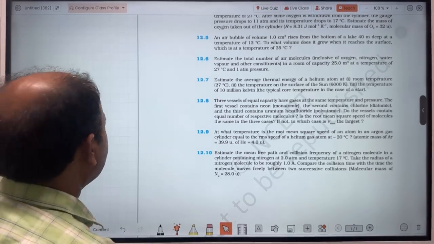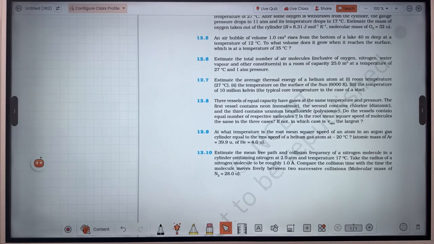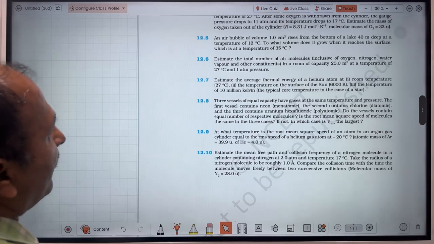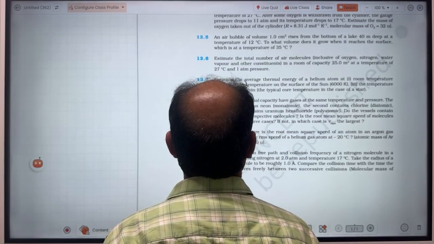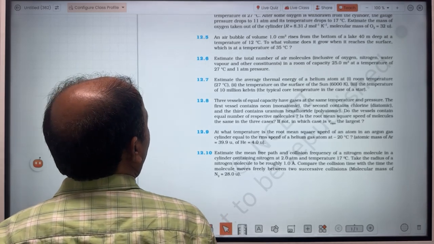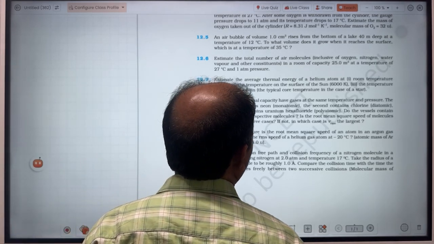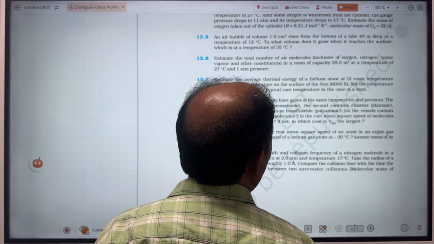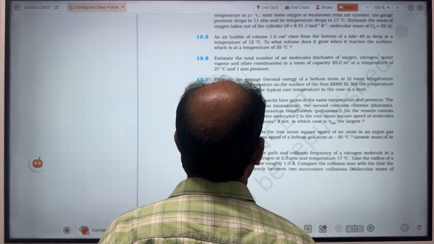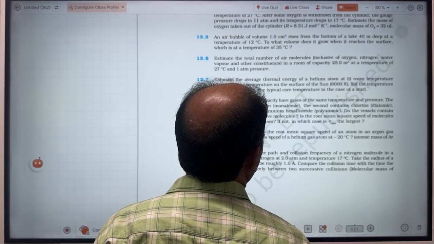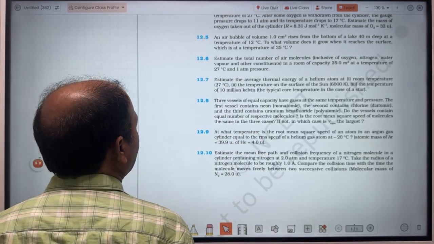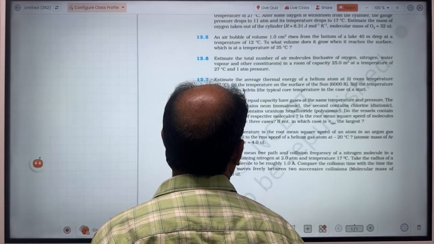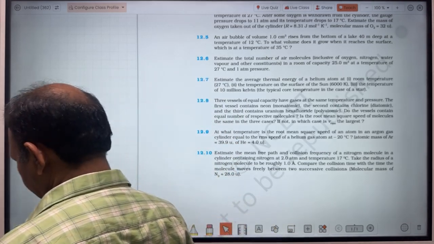Now we are going to see the next question. Question number 8. Not 8, this is a theory question that you can do. I'm doing this one. At what temperature is the root mean square speed of an atom in an argon cylinder equal to the RMS speed of helium gas at minus 20 degrees centigrade? The atomic mass of argon is 39.9 U and that of helium is 4 U.